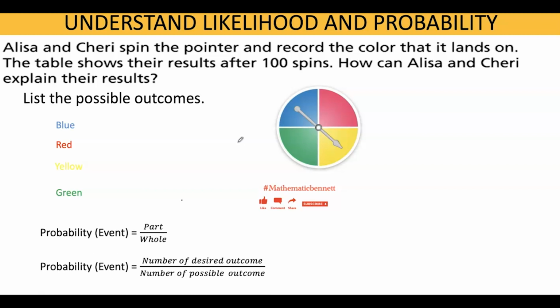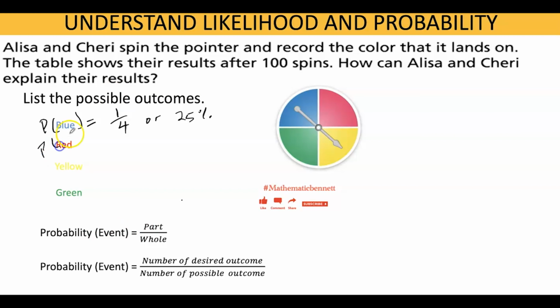a whole. You must remember that from proportion. The probability of an event is the number of desired outcomes over the number of possible outcomes. So the probability of getting a blue, since there's 1 blue out of the 4 colors, would be 1 out of 4. And we know that 1 over 4 is the same thing as 25%. We write probabilities in their simplest form or as a percent.